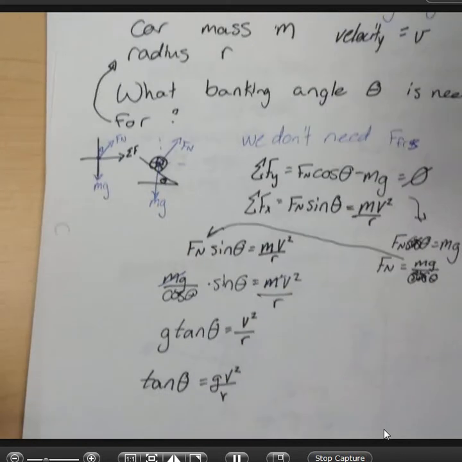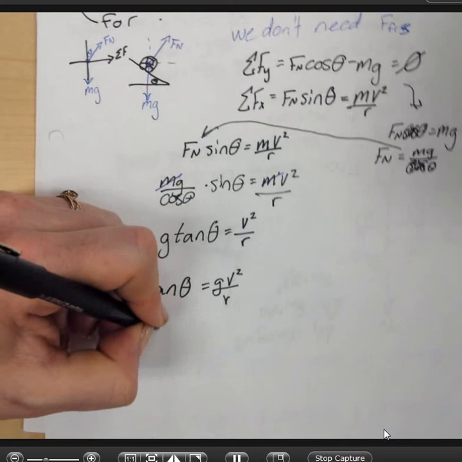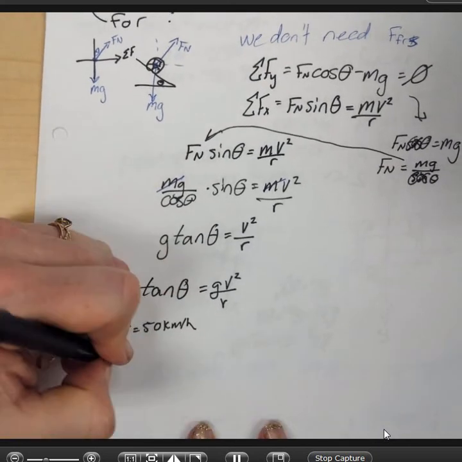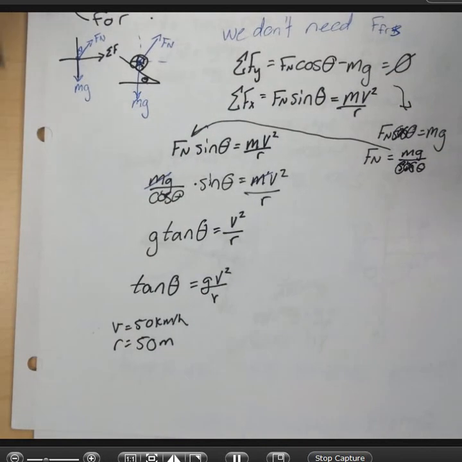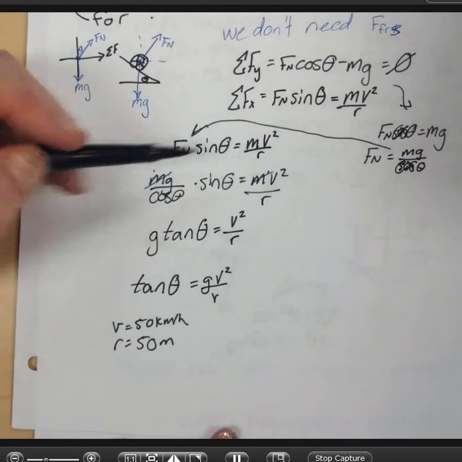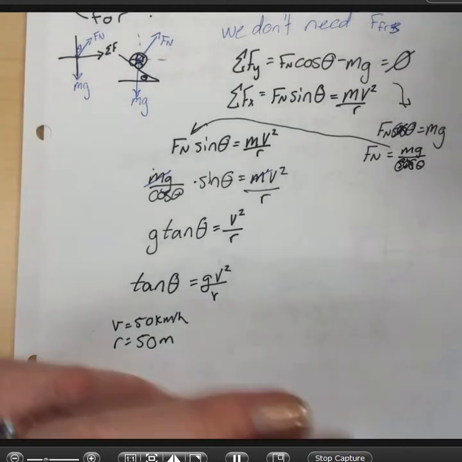Now that's all well and good, and you can solve for the inverse tangent here, or you can say, well, I've solved for the angle in form of tangent. So now we could say, well, what if we had actual real values for this? What if the velocity were 50 kilometers per hour? And what if the radius were 50 meters? Notice I didn't give you a value for the car mass m. And there's nothing wrong with that, because what happened to that car mass m when we solved this equation? We found out that the mass didn't matter.